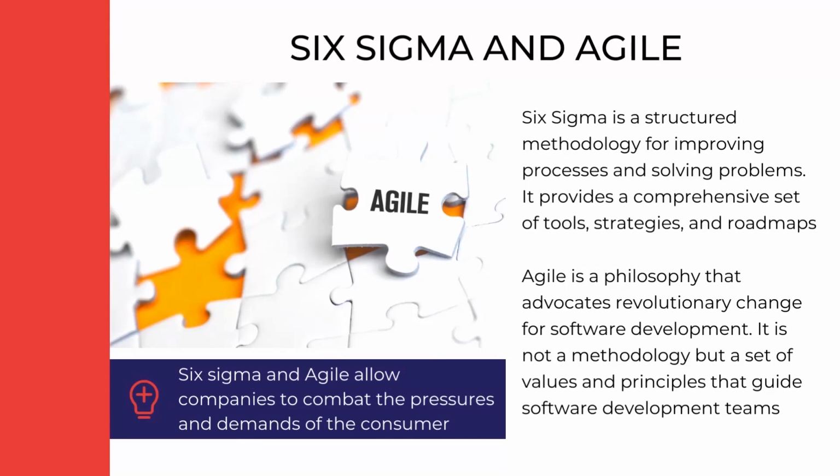This is because Six Sigma and Agile allow companies to combat the pressures and demands of the consumer market and even excel in their industries. But these two methodologies are distinct in their goals and implementation.